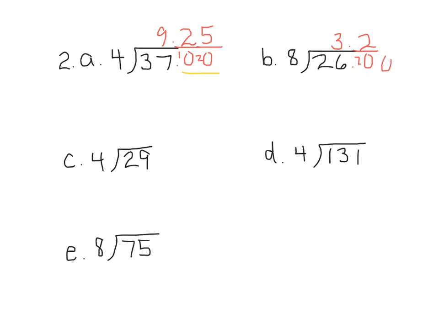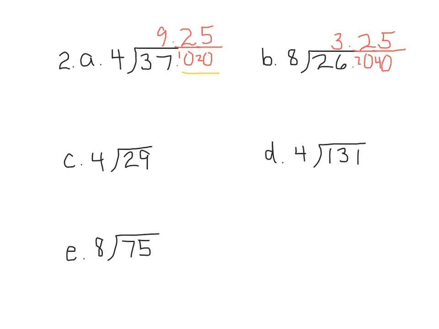Therefore, I want to annex another 0, extend my division house. Now, I'm going to put that remainder from 2 times 8 was 16. 20 minus 16 is 4. I'm going to put that with my next annexed 0. 8 goes into 40 5 times, and 5 times 8 is 40. I have no remainder. I'm done.